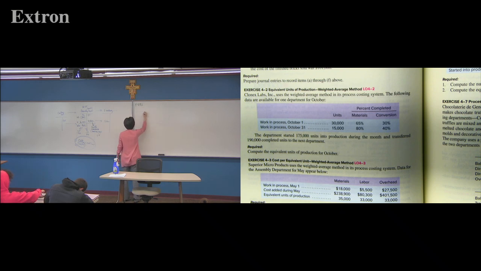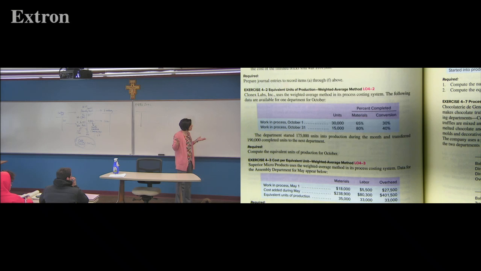And I'm just going to use this for my T account. All right, exercise 4-2. And then we'll do the table next to it. So it says Clonex Labs uses the weighted average method. That's the only method we're going to learn in here. Okay. In its process costing system, the following data are available for one department.